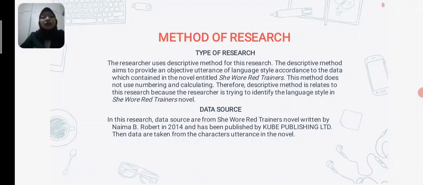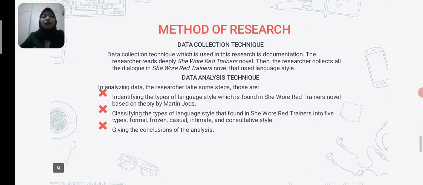Next is data source. In this research, data sources are from Seaward Trains novel written by Naima B. Roberts in 2014 and has been published by Kube Publishing Ltd. Then, data are taken from the characters' utterance in the novel. Next is data collection technique. Data collection technique which is used in this research is documentation. The researchers read deeply Seaward Trains novel. Then, the researchers collects all the dialogue in Seaward Trains novel that use language style.